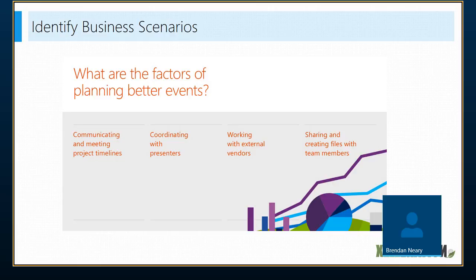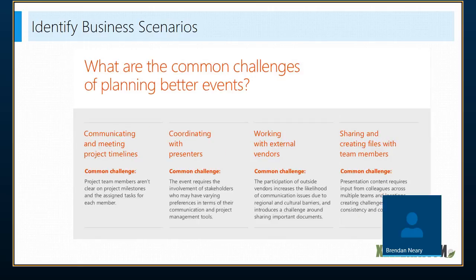Great, then let's see how we can do that better. What else? Working with external vendors is an issue. And last but not least, sharing and creating files with team members. So you see how, again, they want to plan events better. Specifically, in what areas do you want help to plan these better is how they drilled all the way down into this.